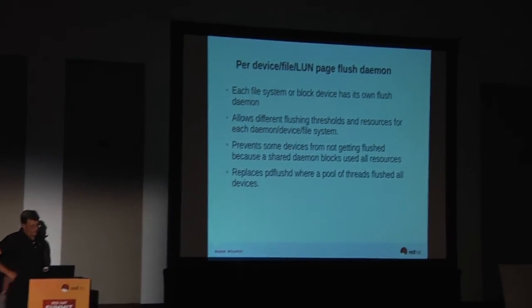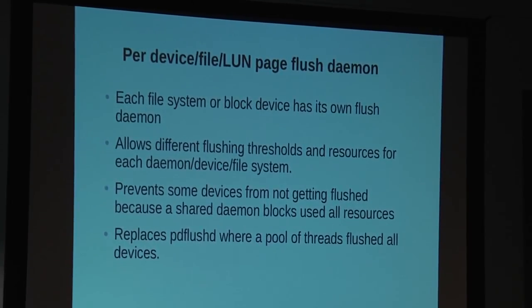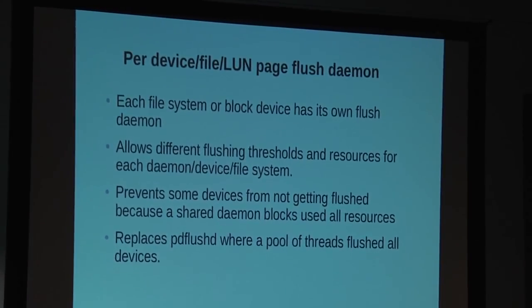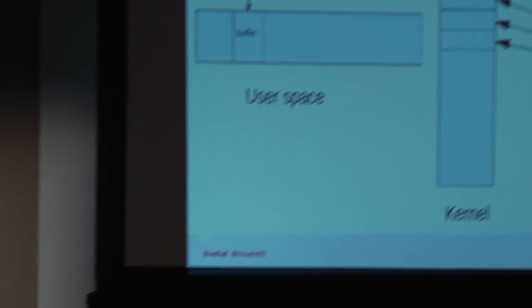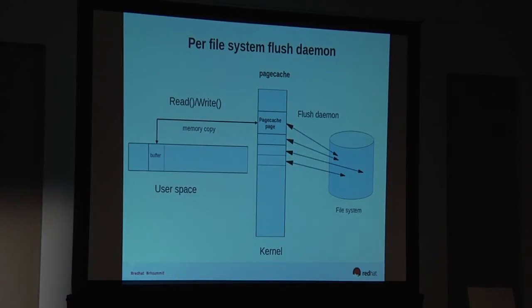So one of the other things that exists in RHEL 6 is a per device or LUN-based page flushing daemon. Rather than having a global page flush daemon, there is one per file system, if you may. Basically, when you do file system reads and writes, it doesn't do anything to disk. It just takes the page in the page cache and dirties it, and then there are two basic mechanisms of flushing dirty file system memory back to disk.